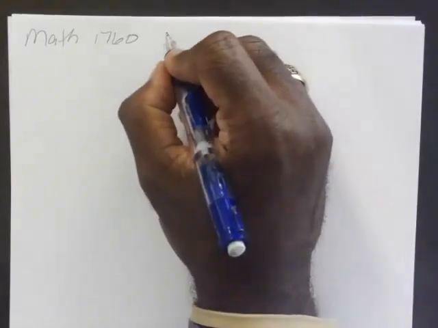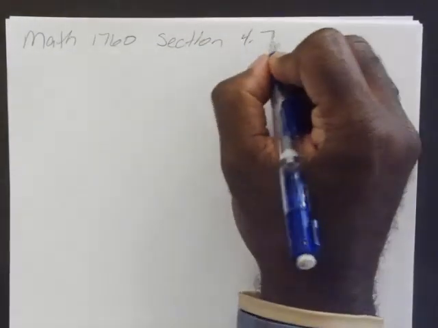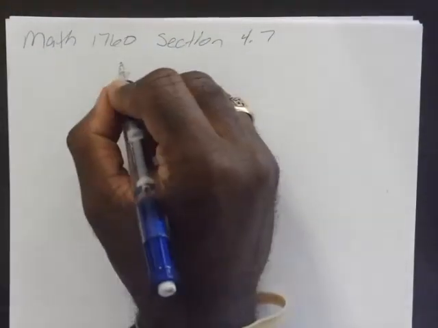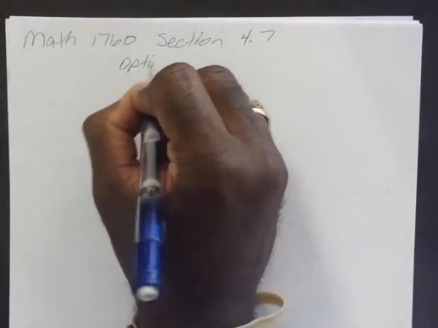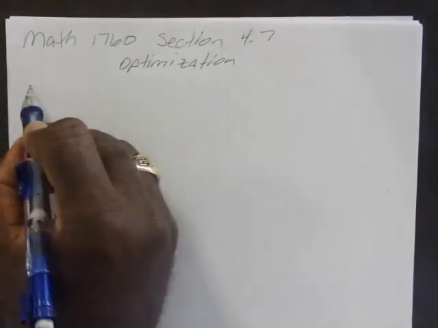All right. Okay, so today we are going to start on section 4.7. And that covers optimization, which is mainly just the idea of minimizing or maximizing.